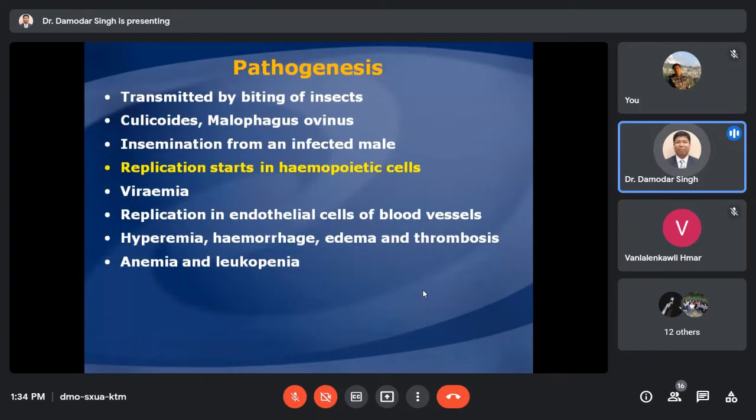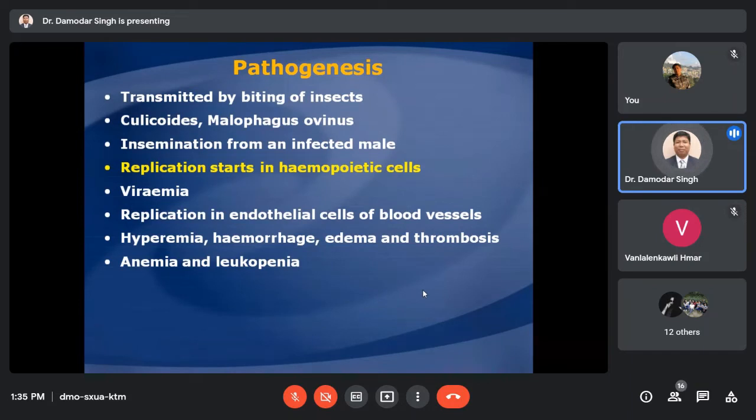Then coming to pathogenesis, after the bite of these biting midges, mostly the Culicoides, they suck the blood from the infected animals and then transmit the virus. Sometimes insemination of an infected male, by using the infected semen, may also be responsible for infection of the female. The virus replication starts after getting into the body by the bite of the biting midges.